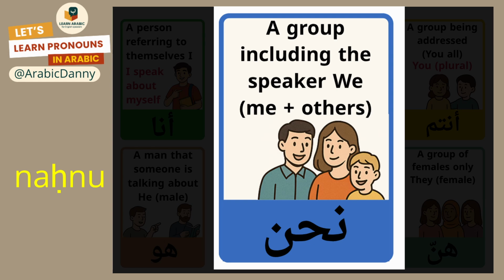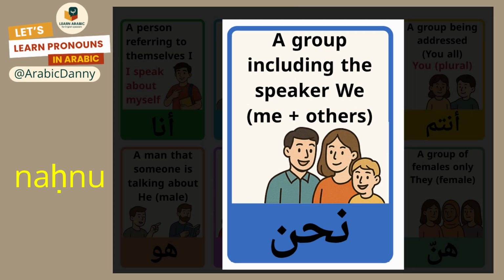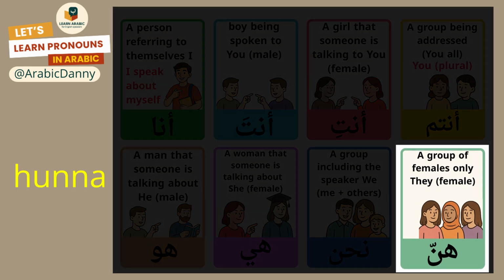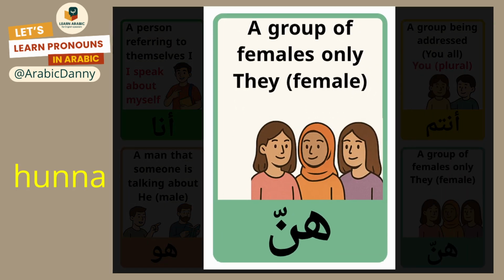Let's now learn the Arabic pronoun هن. It means they when talking about a group of women or girls only. Arabic has different pronouns, depending on gender, so هن is only for females. For example, هن طالبات means they are students. هن ذكيات means they are smart.